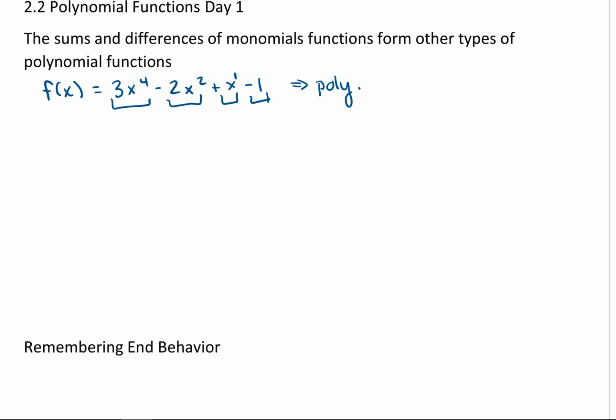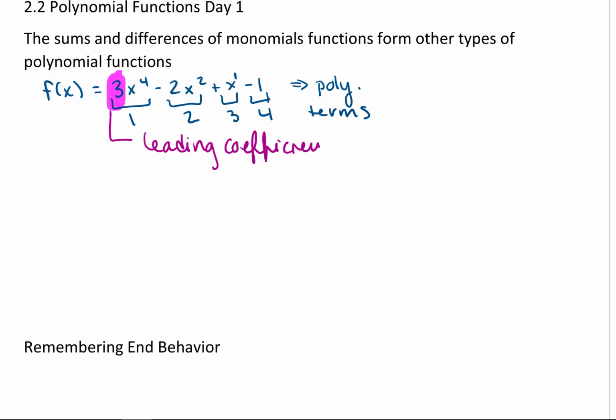The number of terms are the number of monomials. So we have 1, 2, 3, 4 terms in this example. The leading coefficient is always paired with the highest exponent. So in this example, our leading coefficient is 3. The degree is the highest exponent in the polynomial. So in this case, the degree is equal to 4.